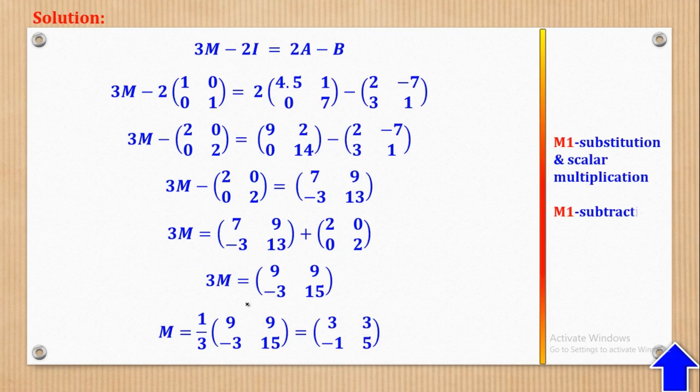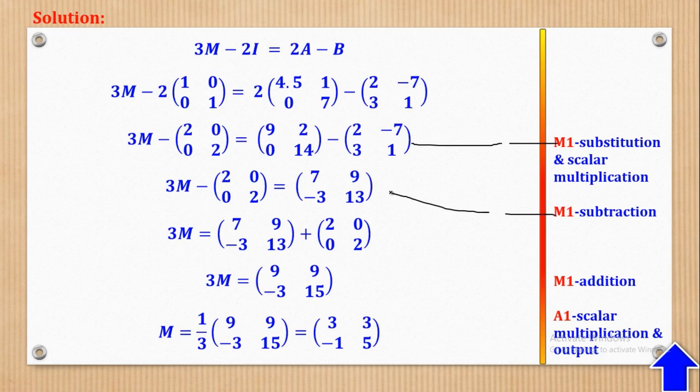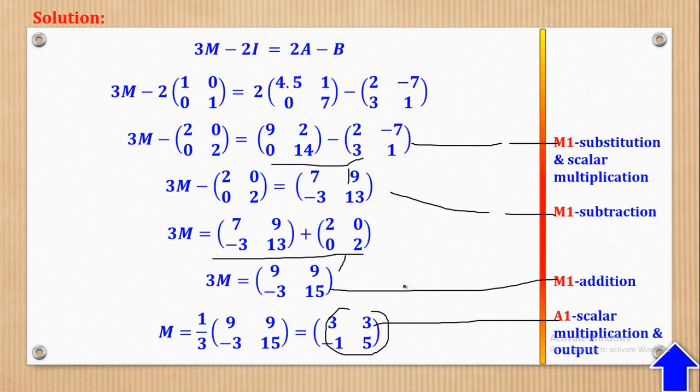So M1 also for substitution and scalar multiplication, meaning it is given at this step whereby you have already substituted and have already multiplied through by the scalar. Then this one is for subtraction. So for you to subtract these two matrices to come up with this, that is M1. Then another M1 was for addition, so for you to add these two matrices to come up with this. And this A1 is for you to multiply throughout by a third to come up with this, that is your A1.